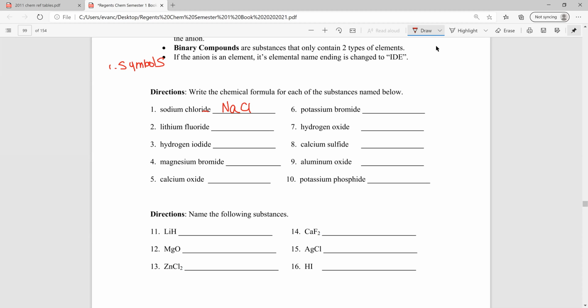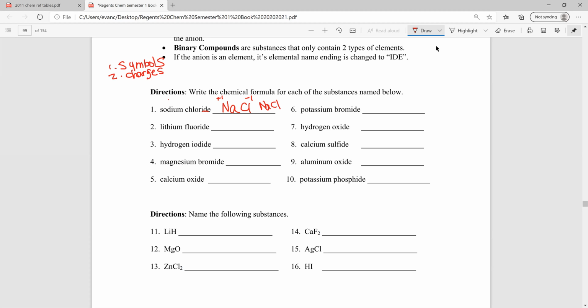So the next step that I need to do is get my charges. I'm going to get the charges from my periodic table, the oxidation numbers in the upper right-hand corner. Sodium is a +1 and chlorine is a -1. The sum of the charges has to equal 0. A +1 and a -1 add up to 0, so sodium chloride is all set the way it is. I'll just rewrite it as NaCl.